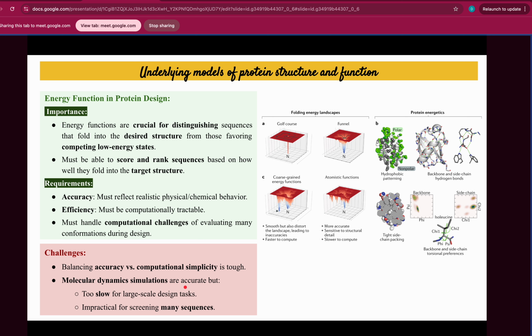Molecular dynamics simulations are accurate, but they are too slow for large scale design tasks, and they are also impractical for many sequences. If you have a very large protein structure, it will take a lot of time in molecular dynamics simulations. There are other methods with which you can study the energy landscape of a protein, which we will move to if we have a very large protein, or a large scale design task.